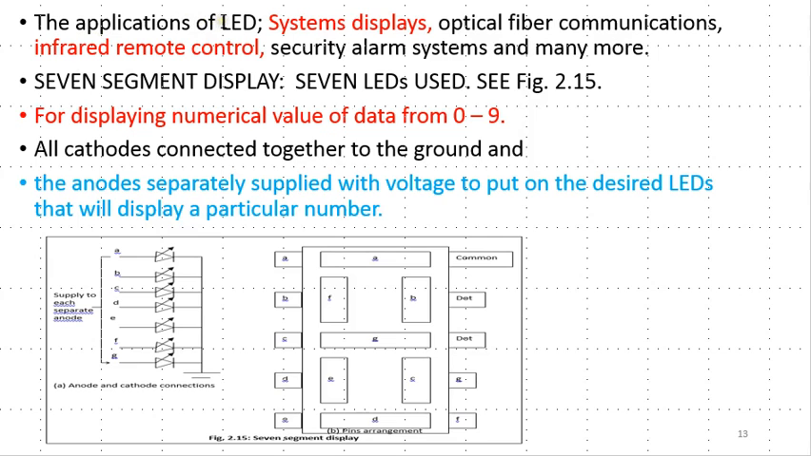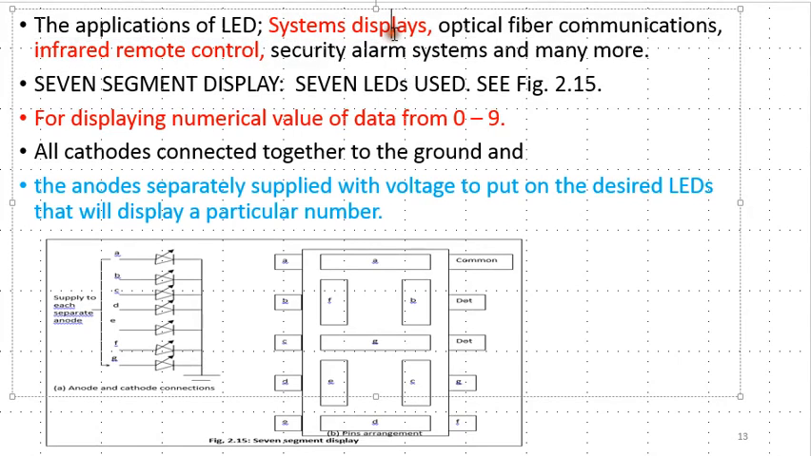the LED, that is light emitting diode, has so many applications. One of them is that it is used in systems display. Whenever you want a light to be blinking in order to show something, or to stay constantly showing, indicating the presence of power or something, we use it for that purpose. It is also used in optical fiber communications. Those of you in electrical engineering, computer engineering, telecommunications will learn more about this at the higher levels. They are also used in infrared remote control. They are used in security alarm systems, and there are many more applications of light emitting diode. These are just a few examples.